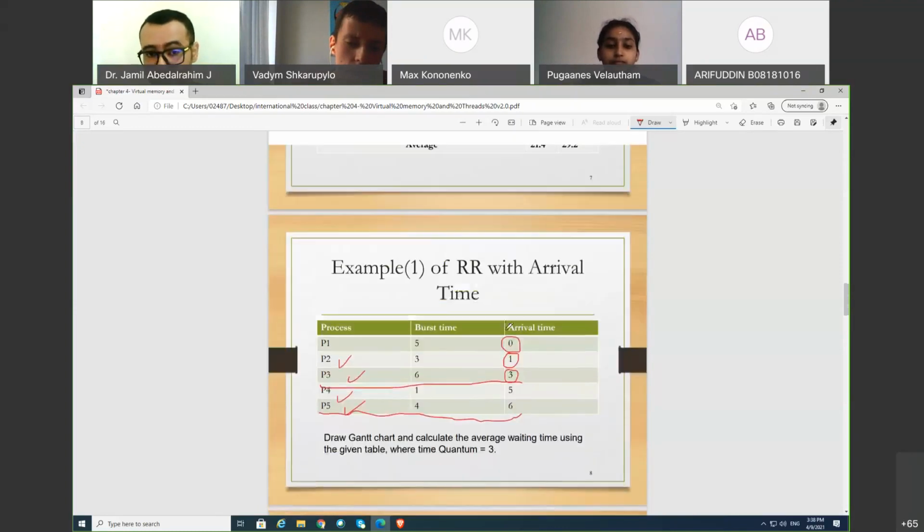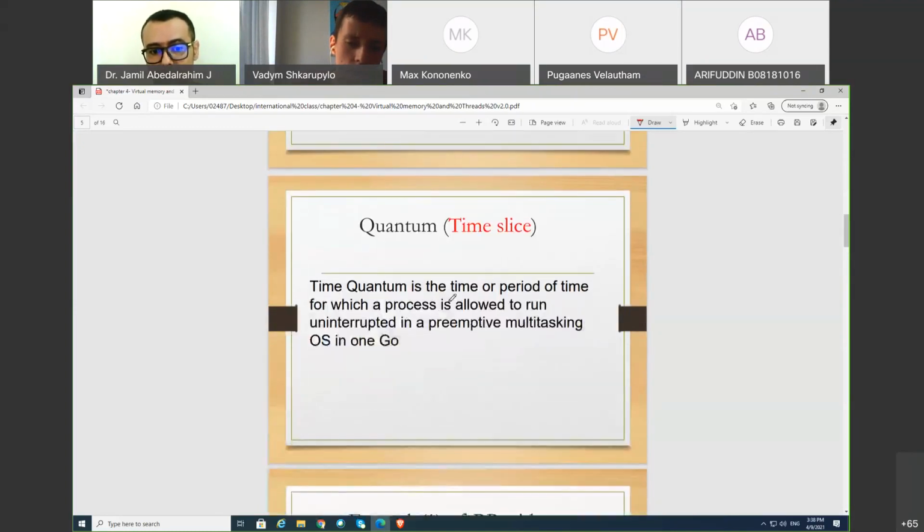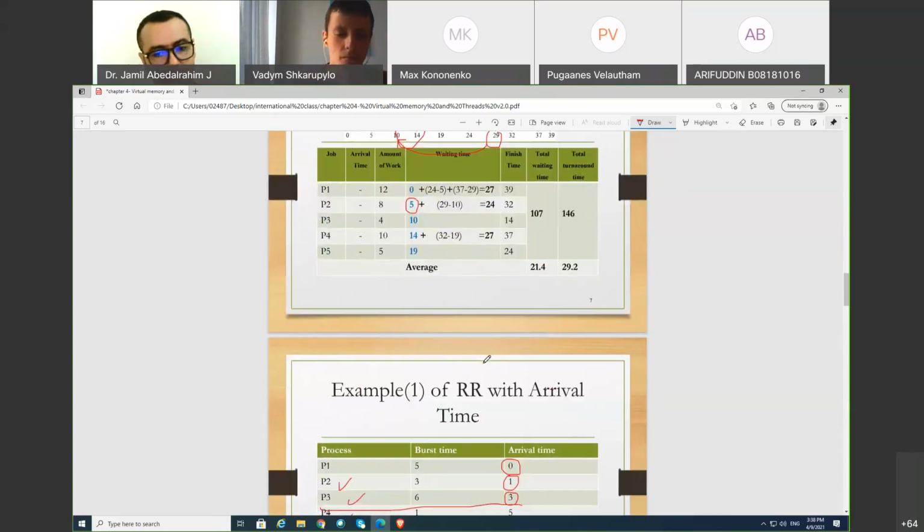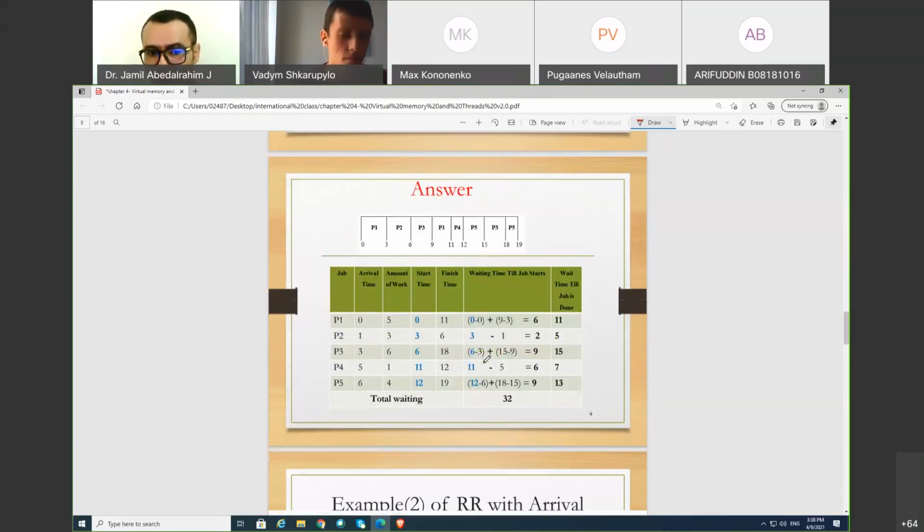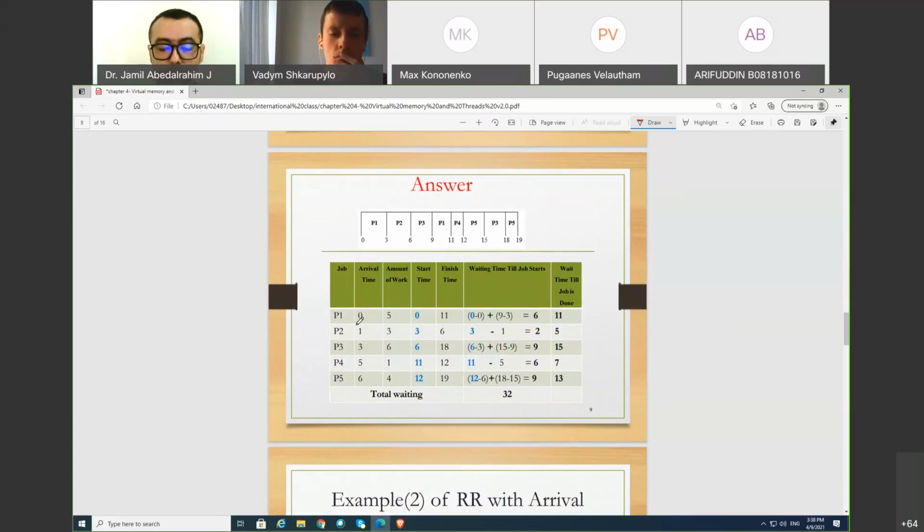Based on the quantum, as I said, it's the period of time for which a process is allowed to run uninterrupted in a preemptive multitasking operating system in one go. So the quantum is related to the amount of work, not arrival time. Okay, I understood. Firstly, we do the first three points of work.